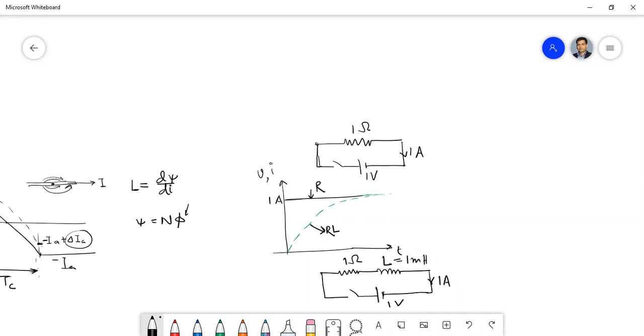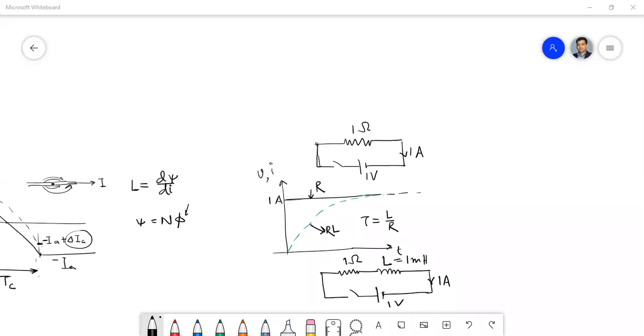Both the currents will ultimately be 1 ampere, in the RL as well as in the R circuit. But in the RL circuit, the current will change from 0 to 1 with some delay. That delay is coming due to the inductance, and that delay time you can calculate like this. That is called the time constant, which is L by R.